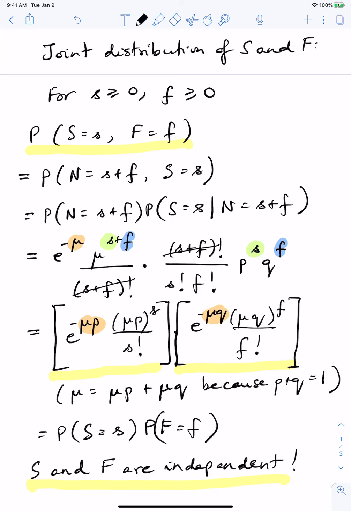So in summary, when you Poissonize the binomial, then the number of successes is Poisson, the number of failures is Poisson, and the successes and failures are independent of each other. This is extremely helpful for calculation.